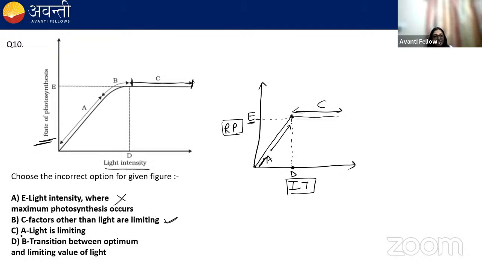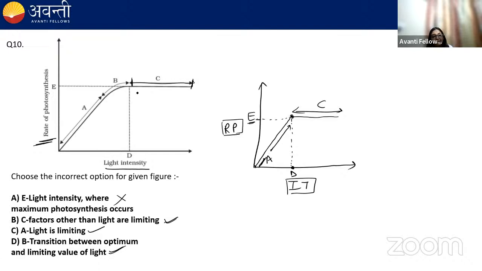True. Option C says A, light is limiting. True. In the starting, at A, the light is limiting. The intensity of the light is very low, and when we increase the light intensity, the rate of photosynthesis automatically increases. Option D says B, the transition between optimum and the limiting value of light.